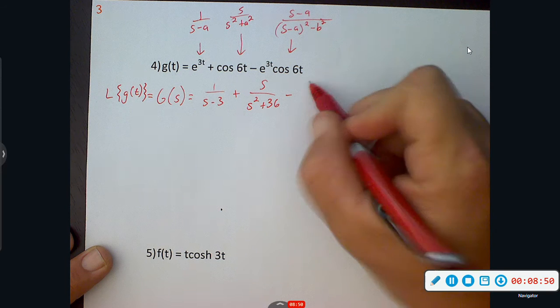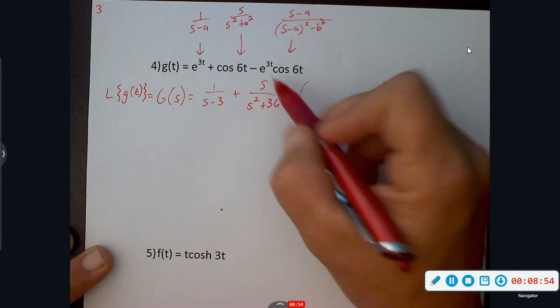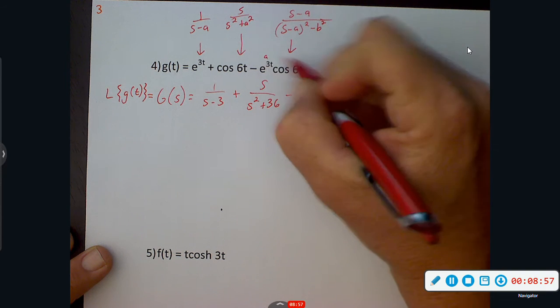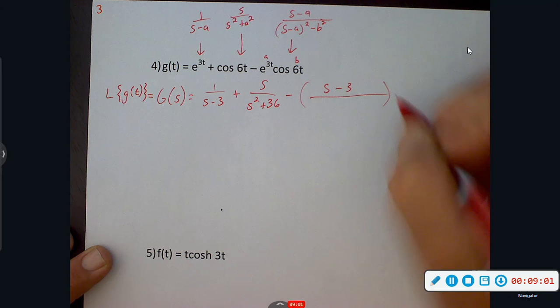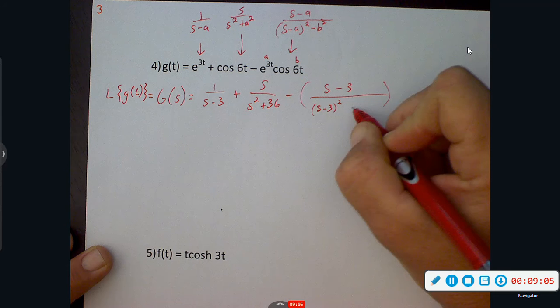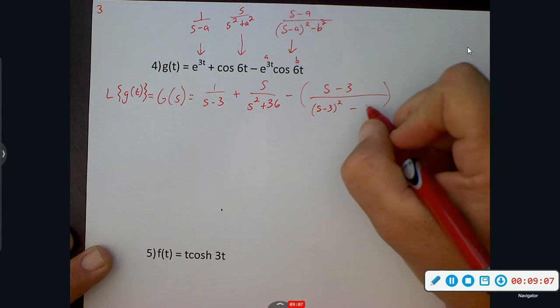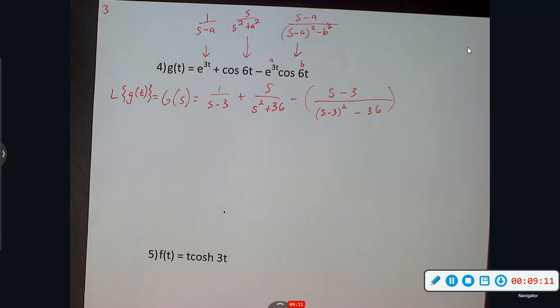minus s minus a. Again, a is the inside here. This is a, this is b. So s minus 3 all over s minus a, s minus 3 squared, plus b squared, 6 squared, 36. And I'll leave it just like that. If you want to clean it up, go for it.